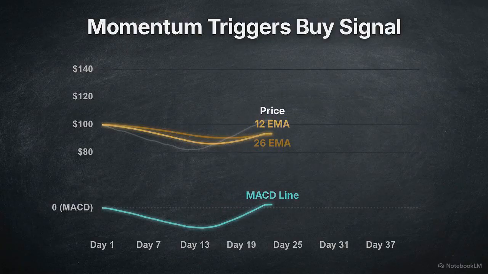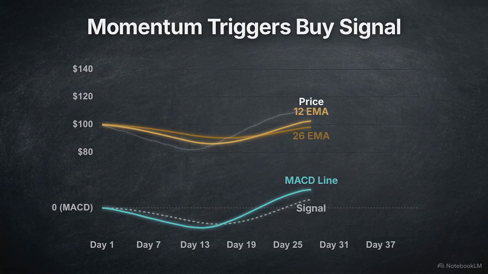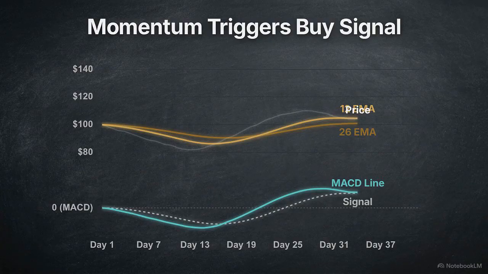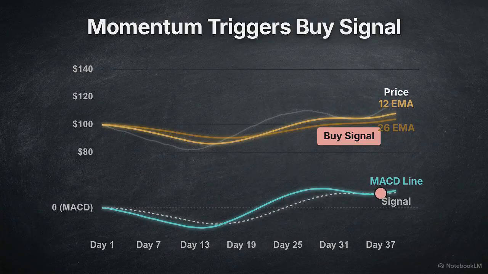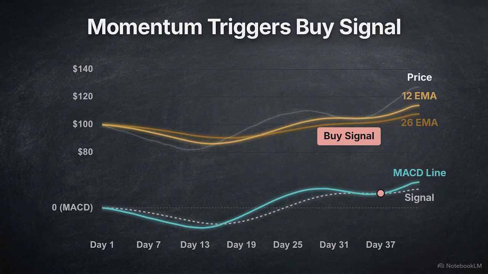In the default configuration, the 12-period average reacts quickly to recent price changes, while the 26-period average drags behind it. To generate a signal, the formula adds a 9-period EMA of the MACD itself, the signal line. When the MACD line crosses its signal line from below, it creates a geometric intersection that traders use as a trigger to enter the market.